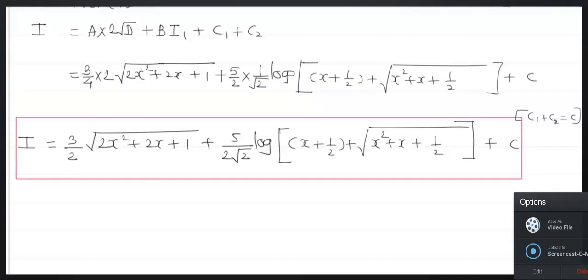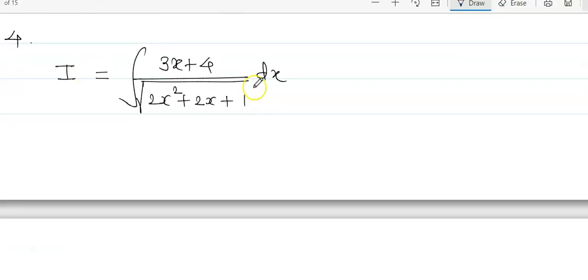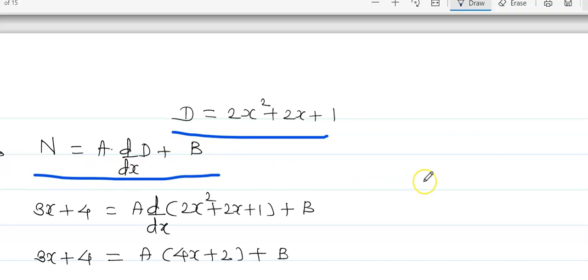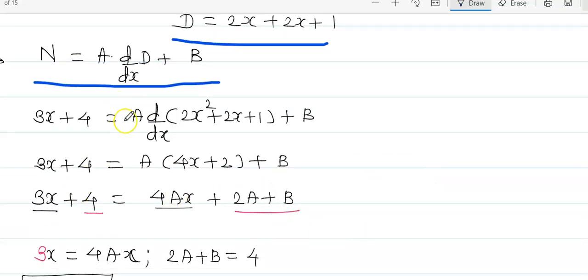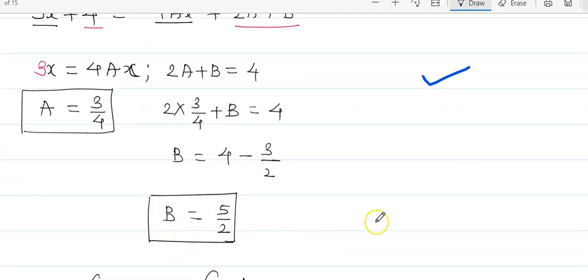Now we'll see again. This is the fourth example. I is equal to integral 3x plus 4 upon root of 2x square plus 2x plus 1. Express the numerator as a into d dx of the denominator plus b. These are the steps. 2a plus b is equal to 4. The value of a is 3 by 4 and b is equal to 5 by 2.